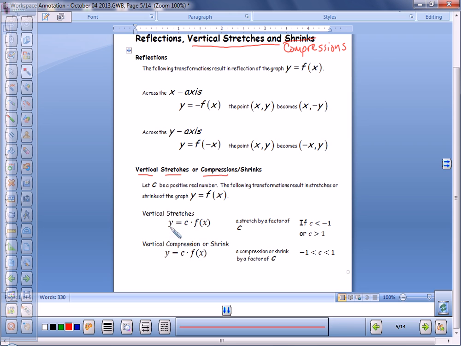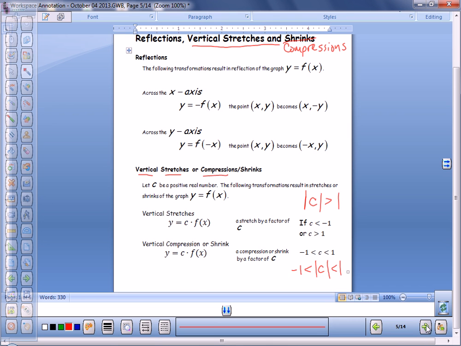So this is just the standard form, y equals c times f of x. If this c is less than -1 or greater than 1, it's a stretch. Now another way I could write that is if the absolute value of c is greater than 1. Because we don't care about the sign. The sign tells us reflection. Same thing here. This is really the absolute value of c between positive and negative 1. That would be a vertical compression.